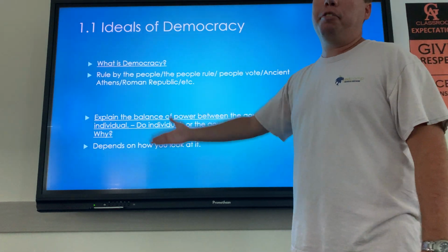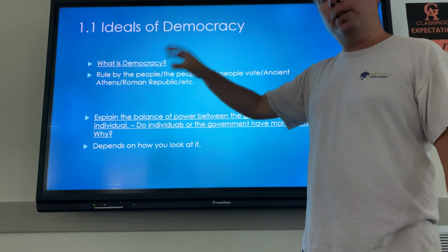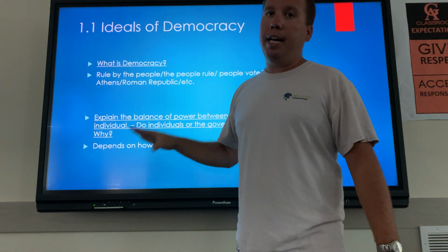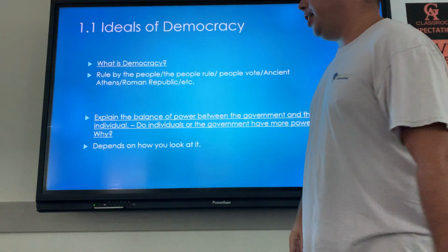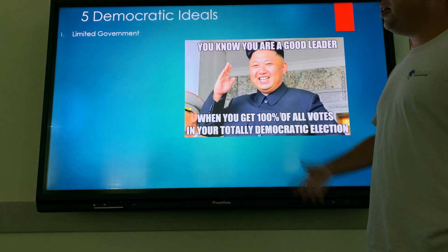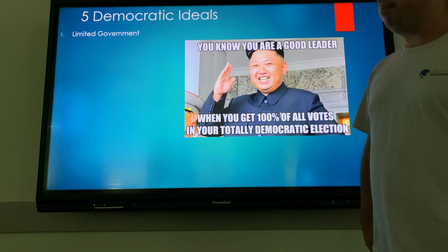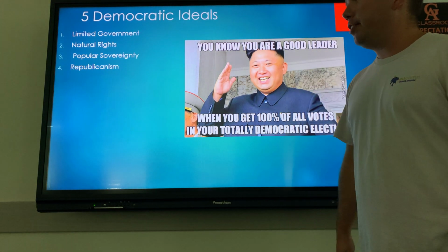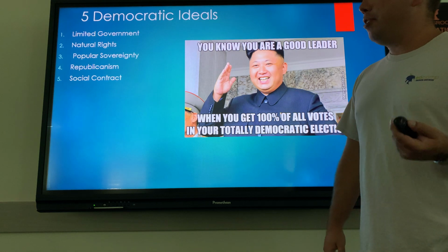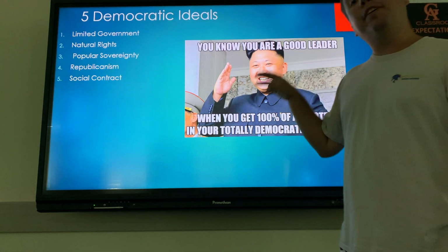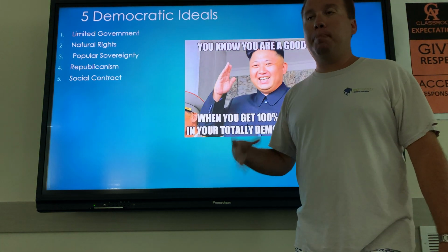Again, we're going to go through and talk about a lot of this stuff much more in depth as we get to the course. This is very much like the intro day to the foundations of democracy. Okay, so democratic ideals, there are 5 of them: limited government, natural rights, popular sovereignty, republicanism, the social contract. We're going to go through and talk about individually what all of those mean specifically.